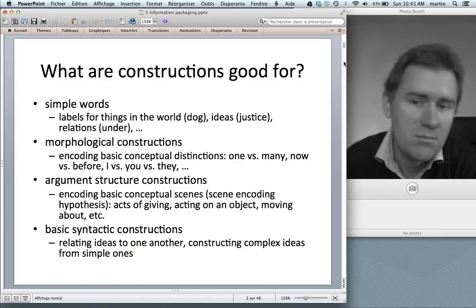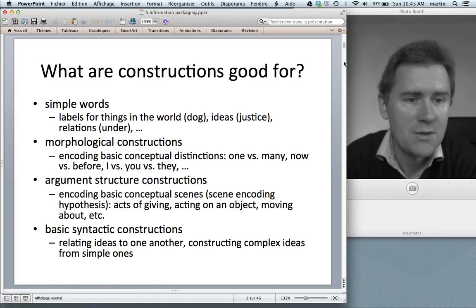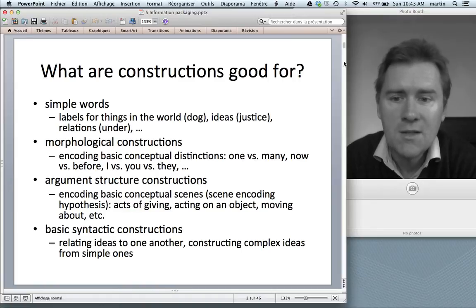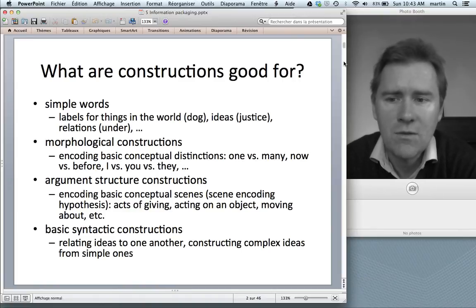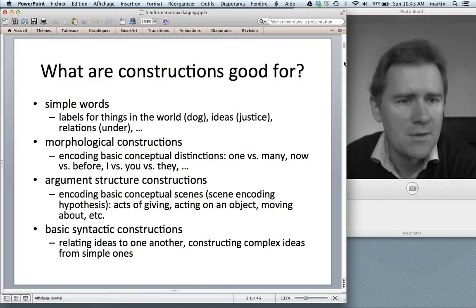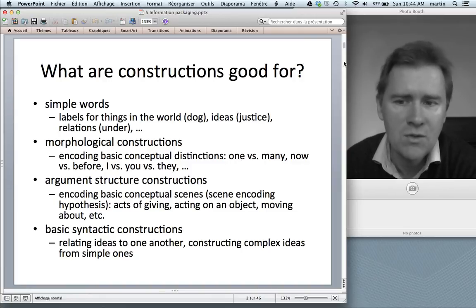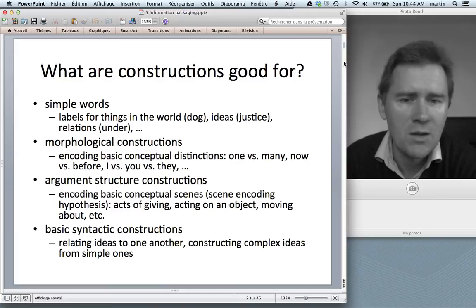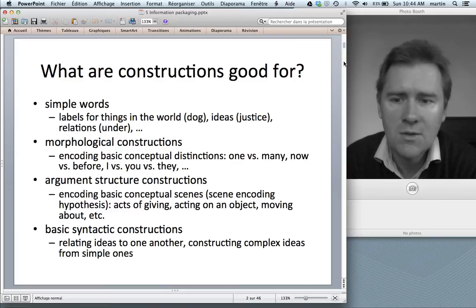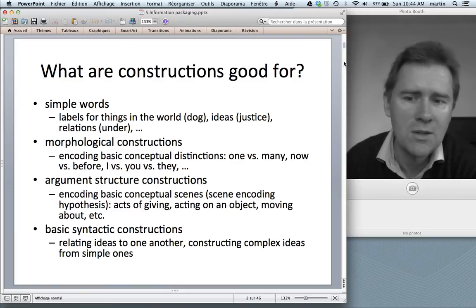Morphological constructions, and we've talked about morphological constructions in the last video, specifically inflectional morphological constructions, serve the purpose of encoding basic conceptual distinctions. So think of the plural construction. That construction encodes the distinction between one and many. We have tense constructions that encode the distinction between now versus before. And for instance, we have verbal agreement constructions that encode the difference between I and you and they and so on and so forth.